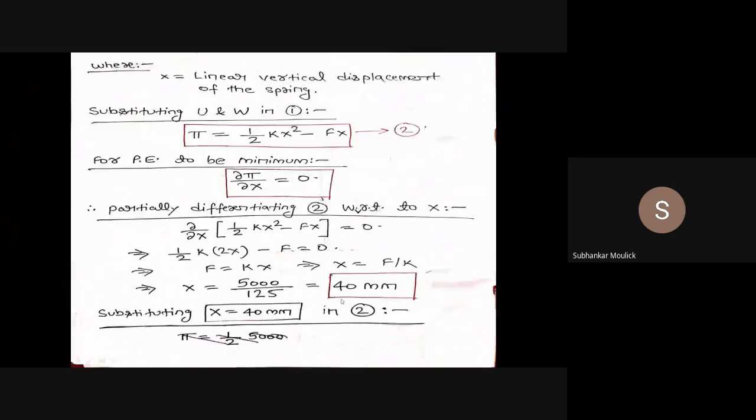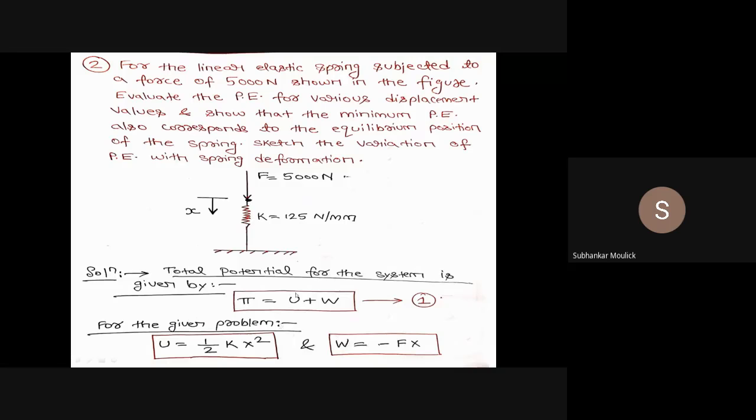That means this condition is satisfied. If this condition is satisfied, that means x equal to 40 mm will be the equilibrium position for this particular spring system in order to get the minimum potential energy.